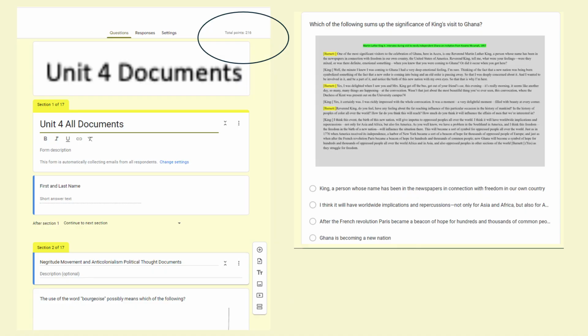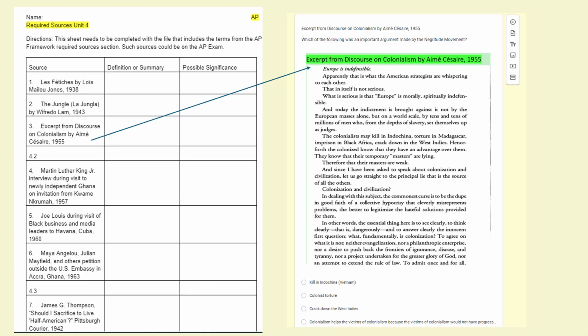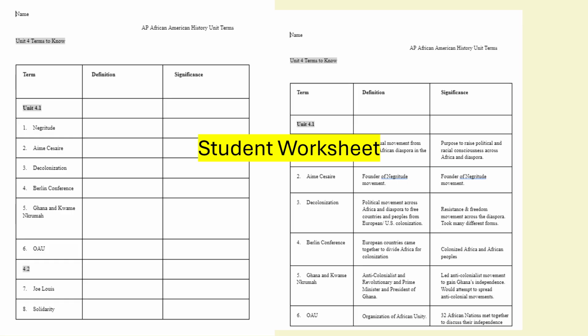Here we have some more screenshots from those Google Forms using required sources. As mentioned before, the student worksheet for the sources, this is actually what is being assessed in those Google Forms. The terms worksheet also includes an answer key and is assessed using Google Forms.